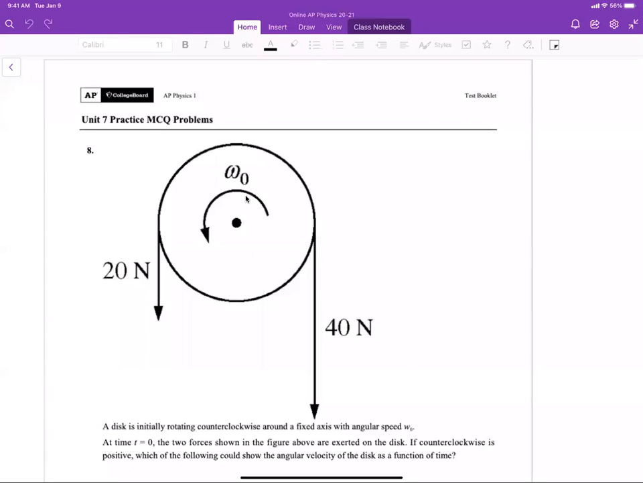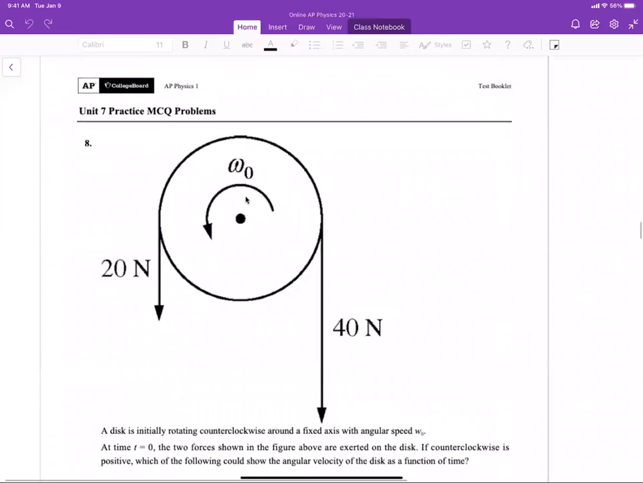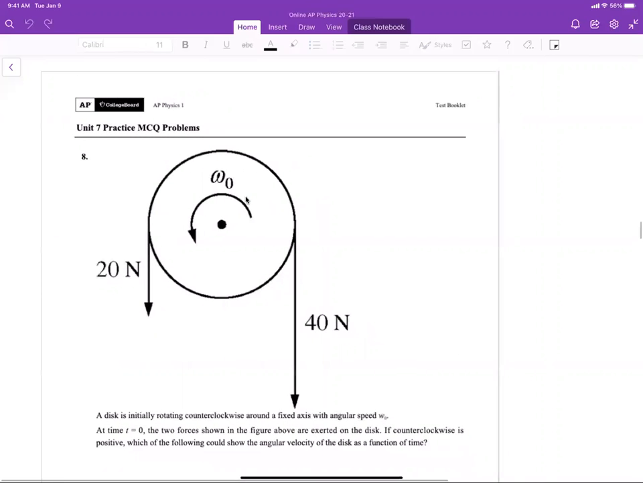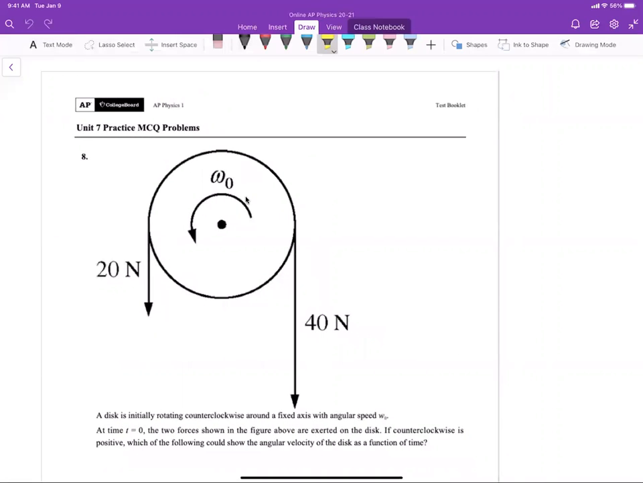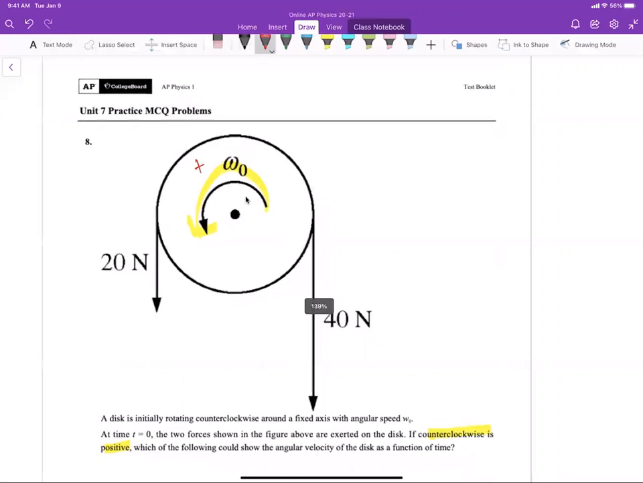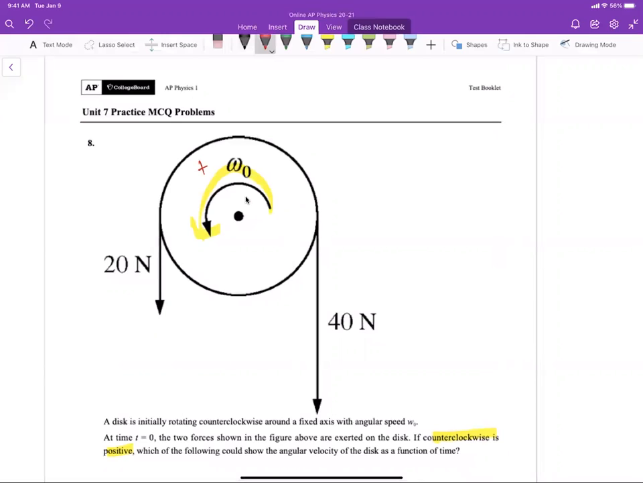All right, this is part 2 of my solutions video for assignment 10.1, which has to do with real multiple choice problems from old AP Physics exams. In this particular problem, number 8, we're starting from a disk that's rotating counterclockwise. They tell us that counterclockwise is positive, which is what we would expect. So we have an initial angular velocity that's counterclockwise, which is positive.